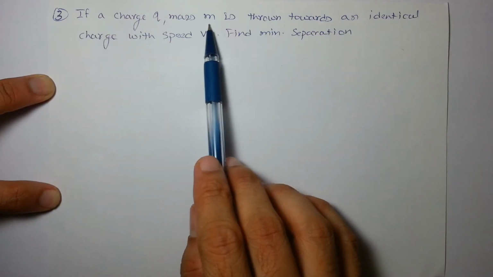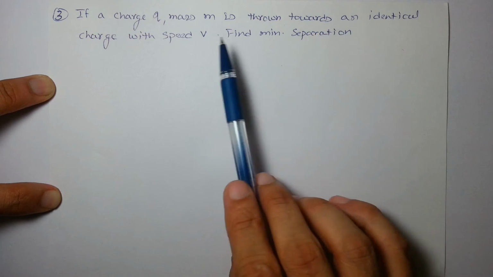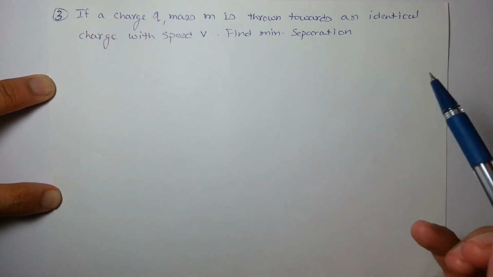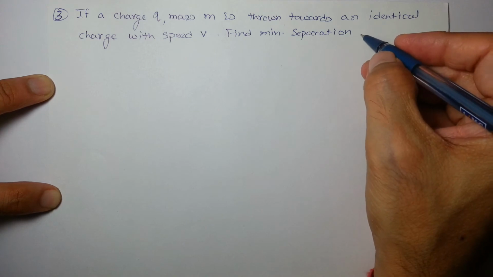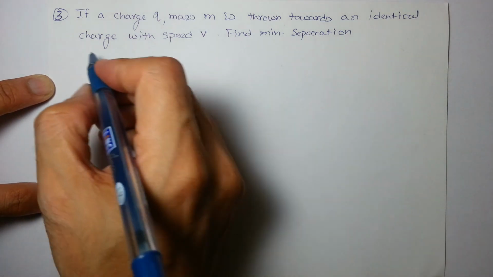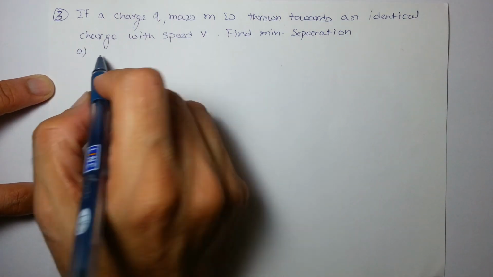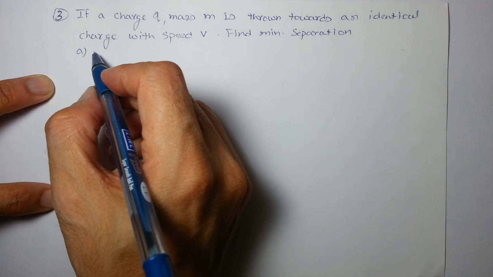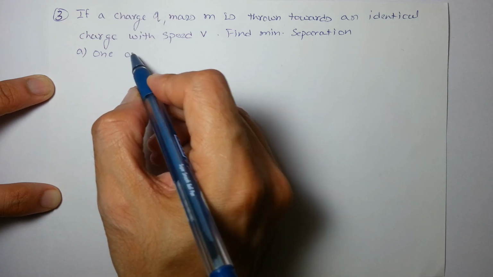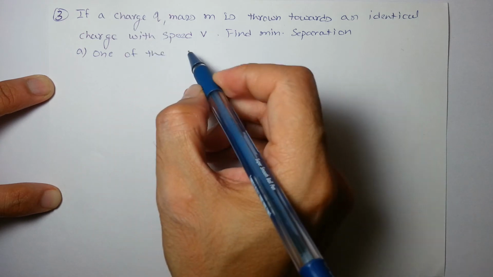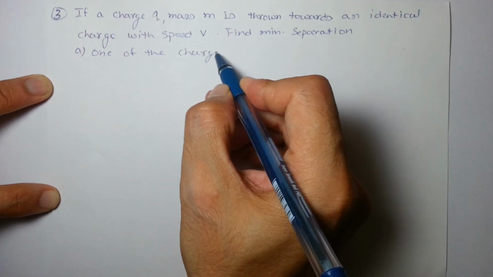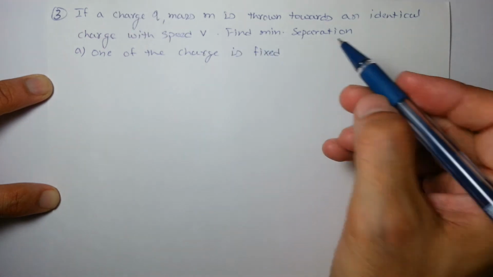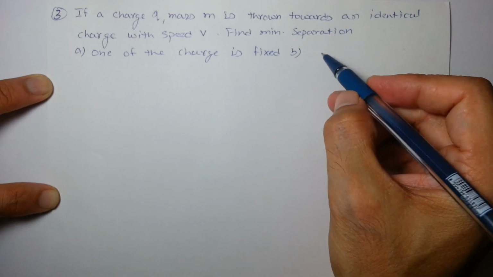A charge Q and mass m is thrown towards an identical charge with speed v. Find the minimum separation. We can assume there can be two parts. First, that one of the charges is fixed. Okay, so I am solving for this assumption, and we can always assume that both are free.